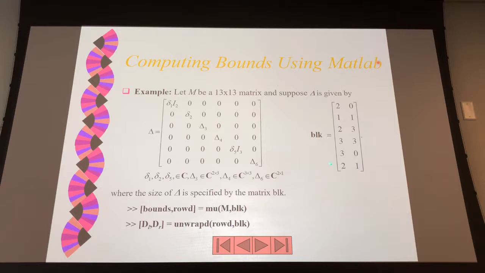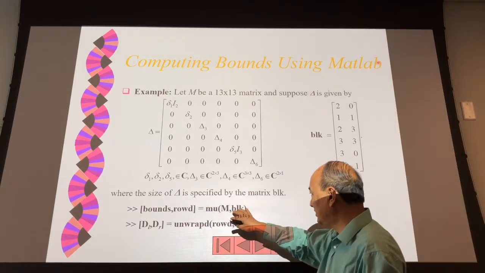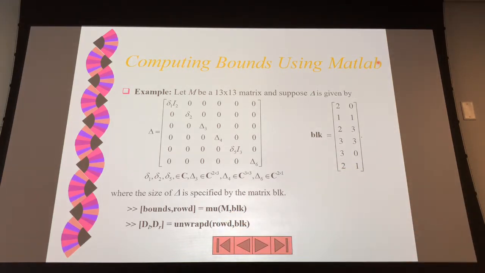And of course, we can do a block diagram and this is how they connect. Okay, how they connect. So 2, it's 1, 1, it's 2, 3, 3, 3, 3, 0, and 2, 1. Okay? Then with this connection, you will be able to compute the mu directly, giving the m. I think the zero here means you have a.